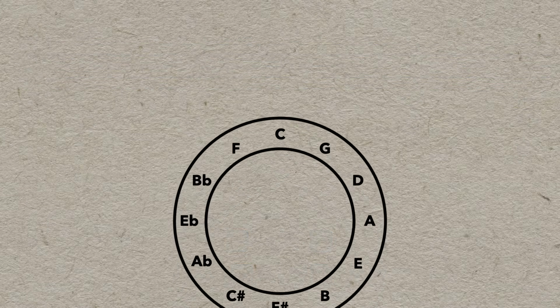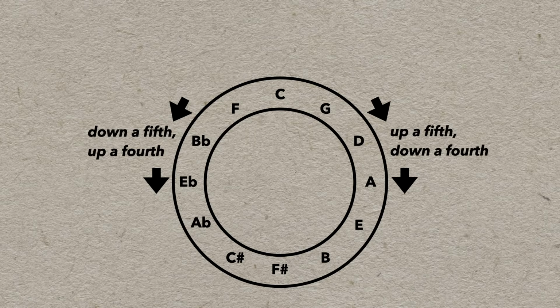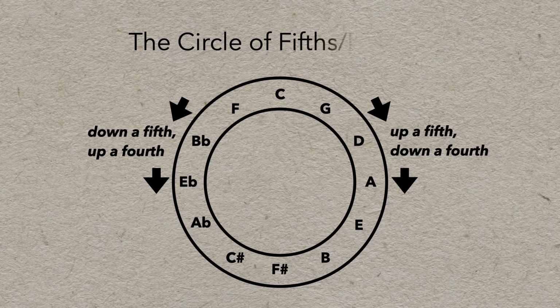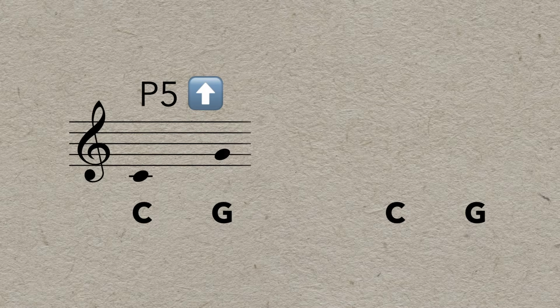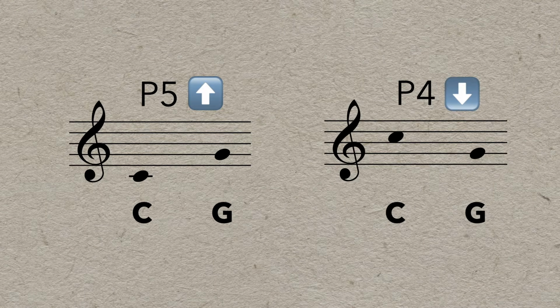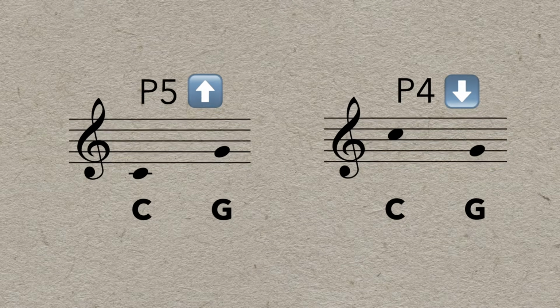But fourths are also represented on the circle, and the circle is sometimes called the circle of fourths, which is also perfectly valid because fourths and fifths are inversions of each other. For instance, if we think of the notes C and G, they can either be a fifth apart or a fourth. You can start on C and go up a perfect fifth to G, or start on C and go down a perfect fourth to G. Both happen in music all the time.